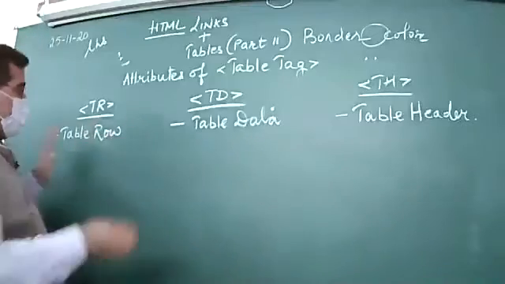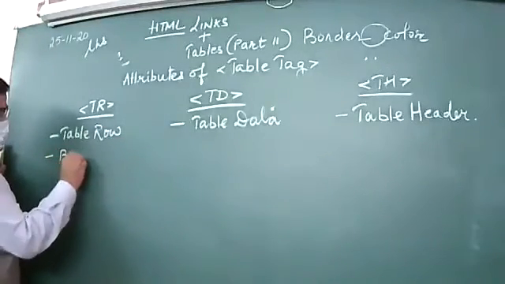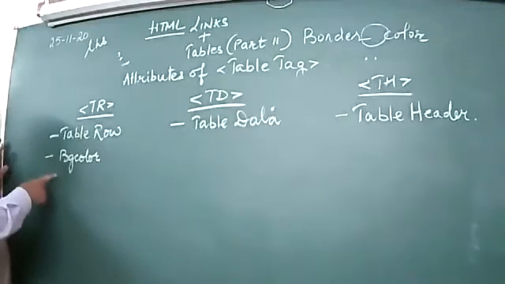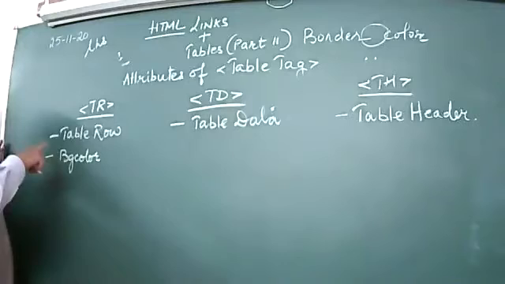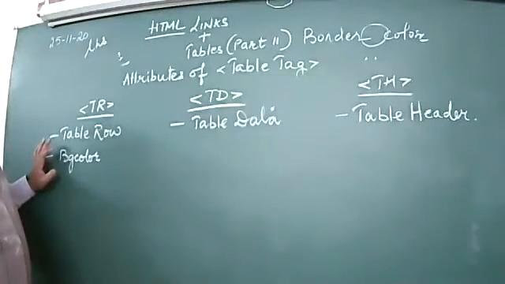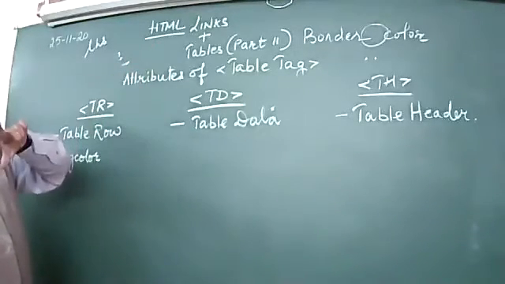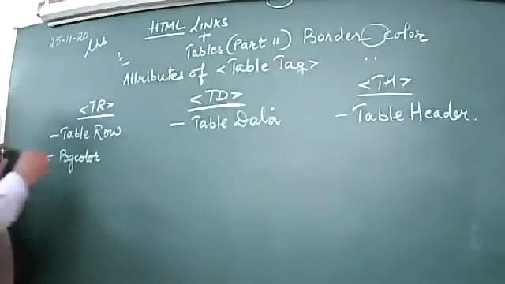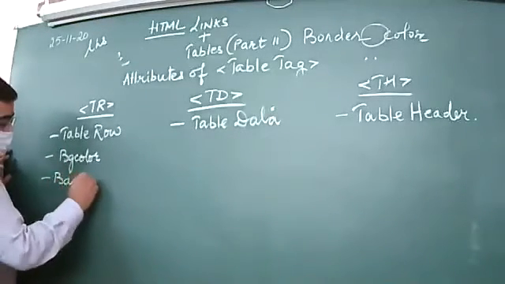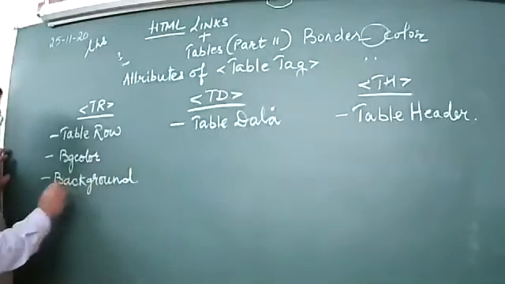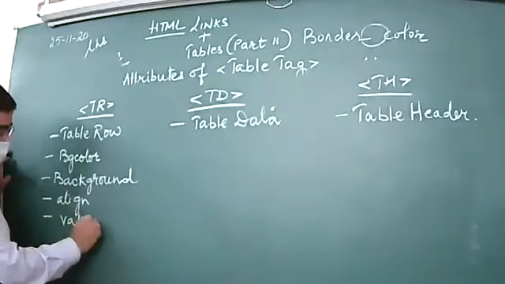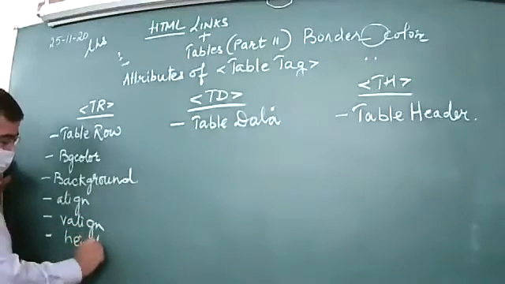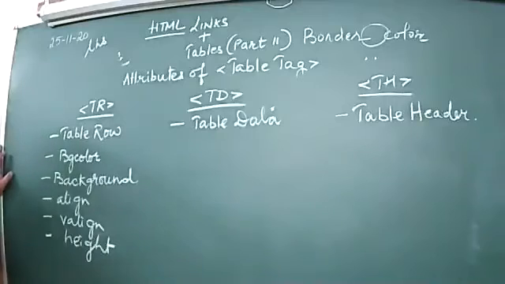Now attributes of TR. BG color. Now this BG color at TR tag will specify the color of the entire row, one particular row. Right? Background, align, V-align, and height. These are the 5 attributes of TR tag.